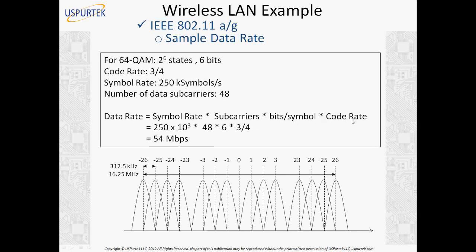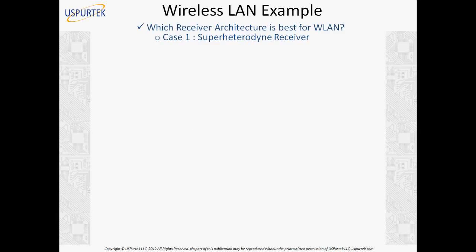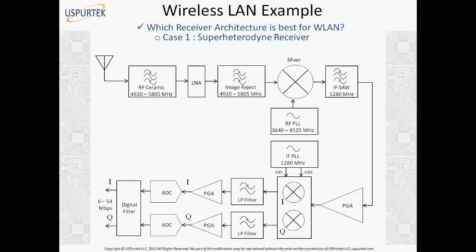Okay, let's move on to the next one. Let's look at a little more detail in the receiver architecture. We want to decide which receiver architecture is best for wireless LAN. In case one, we are taking a super heterodyne receiver. Let's design a super heterodyne receiver for wireless LAN. As per the principles of super heterodyne receiver, we have a passband here for the frequency range of the wireless LAN. We have an image reject filter here, which rejects any frequencies outside this particular band.